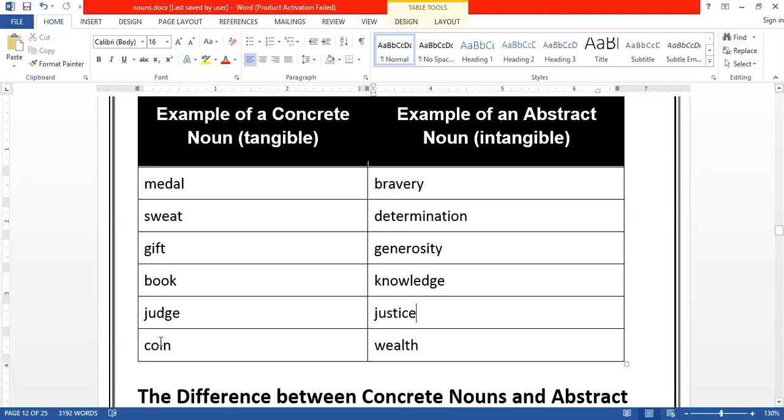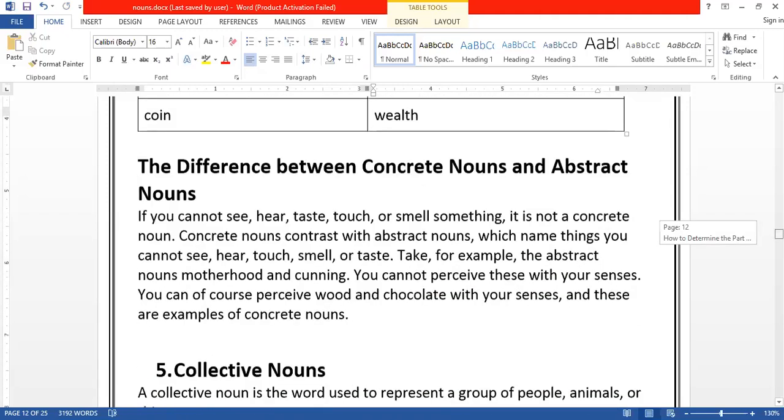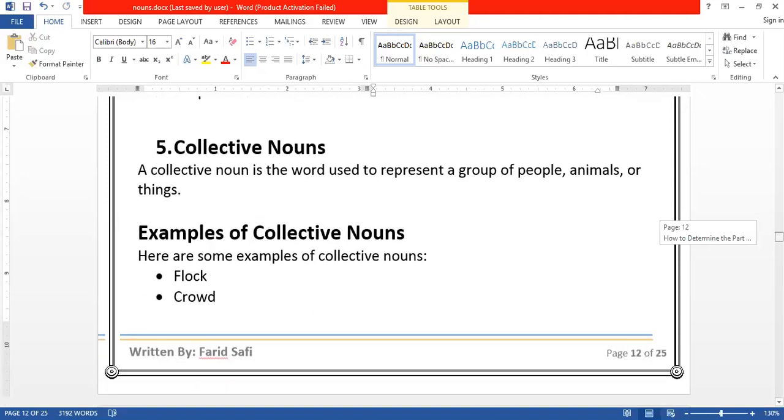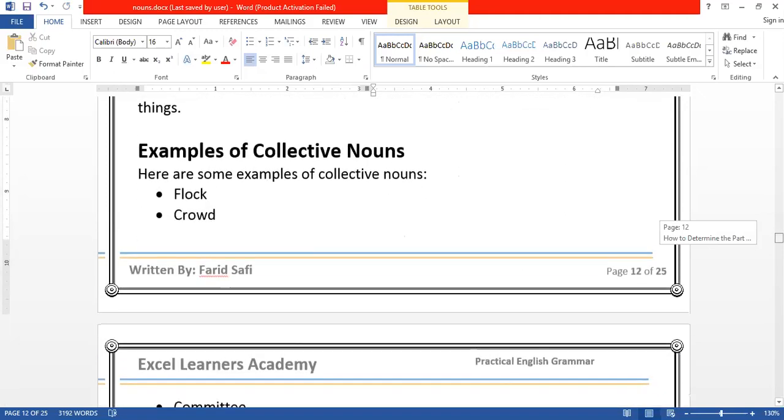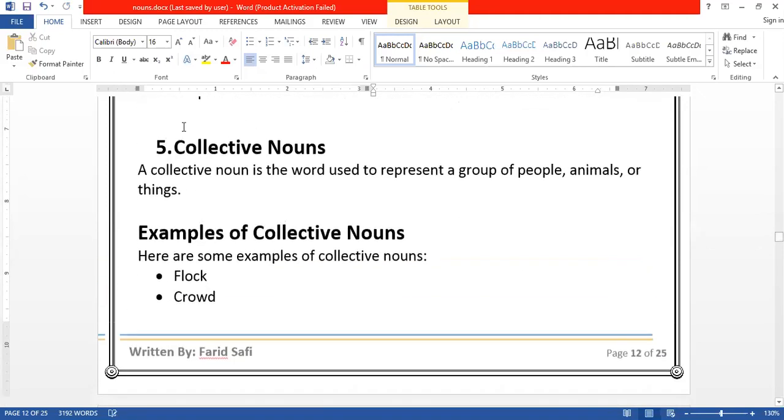We can have coin, clear? A coin can be seen, but wealth cannot be seen, it's an abstract noun, clear? So that is what we have. That is the difference between concrete nouns and abstract nouns, clear? Both of them. The fifth one we come up to here, that is called what?